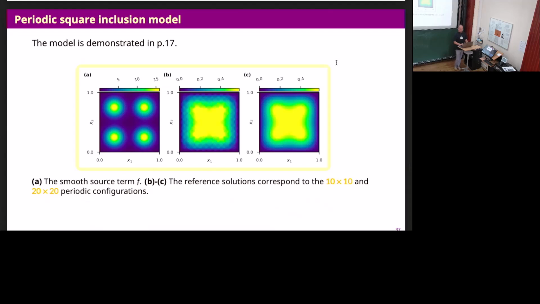Then in the second example, we consider this periodic model like this. So this is the source term, and here we show two reference solutions. This one is for the coarse grid which is 10 by 10, and this is the solution for the coarse grid which is 20 by 20.